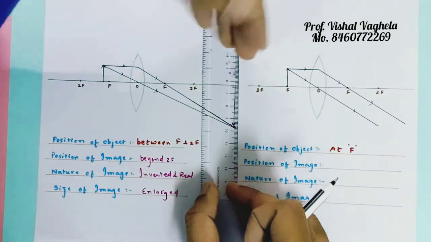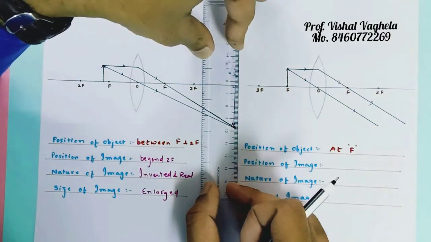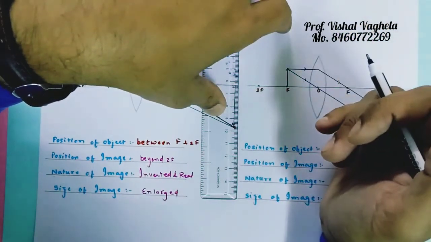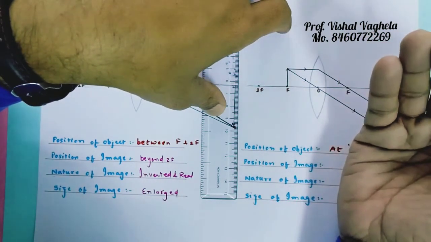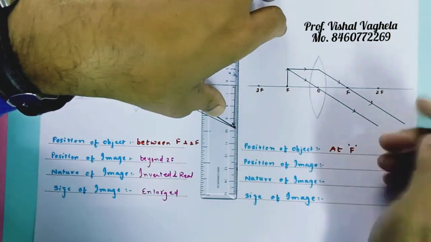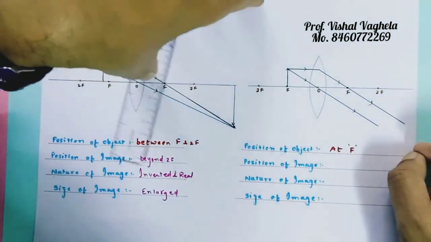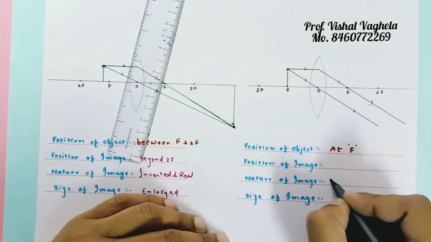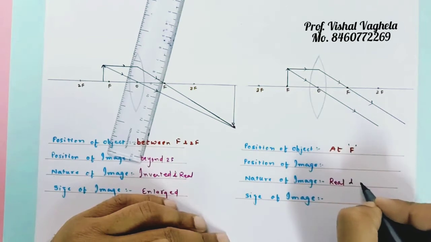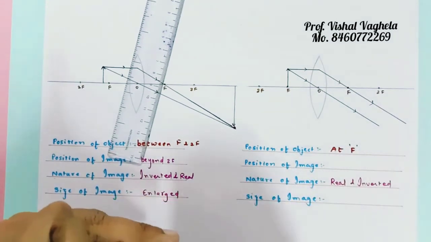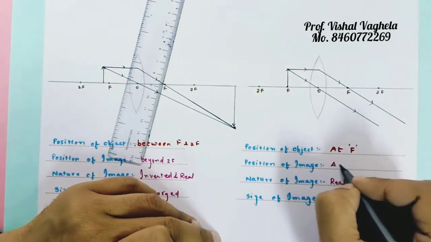It is just like an illusion that if you watch from the terrace, you see that the earth and the sky meet. That's an illusion. We know that it is not true. In the same way, we make an assumption that these two parallel rays meet at infinity. So if we are making an assumption that these two rays are going to meet, the nature would be real and inverted. Now, position of image at infinity.